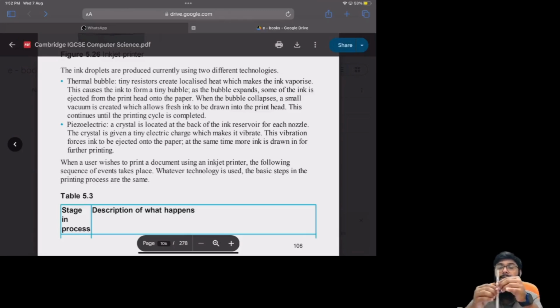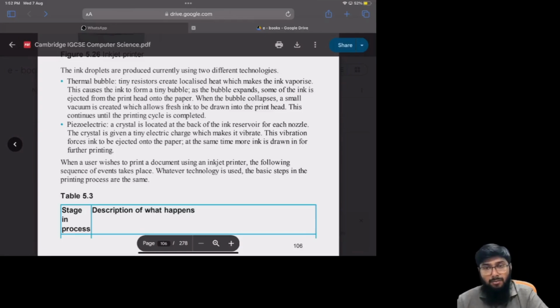Now piezoelectric: there is a sub reservoir. Just imagine that this is a sub reservoir of ink and there is a crystal placed at the top of it. As soon as the electric current passes, this crystal vibrates, and due to the vibration of this crystal, air is allowed to pass into the reservoir, pushing the ink to drop on that particular location where you need to have the printing. Meanwhile, from the main reservoir, the sub reservoir fills once again. So this is the piezoelectric technology.